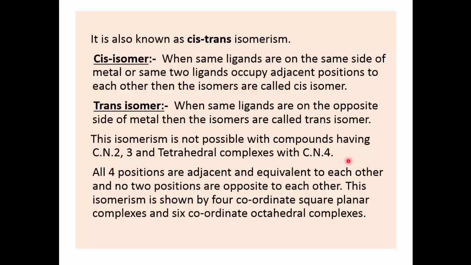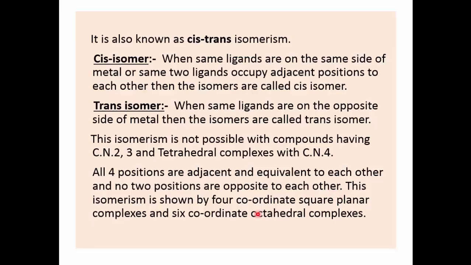Therefore, it is not possible for these complexes to show such type of isomerism. Similarly, it is not possible for coordination number 3 compounds as well as tetrahedral complexes with coordination number 4. We are not able to identify which is cis, which is trans, because in case of tetrahedral complexes, all 4 positions are adjacent, they are equivalent to each other, no 2 positions are opposite to each other. So this is the reason why tetrahedral complexes do not show geometrical isomerism.